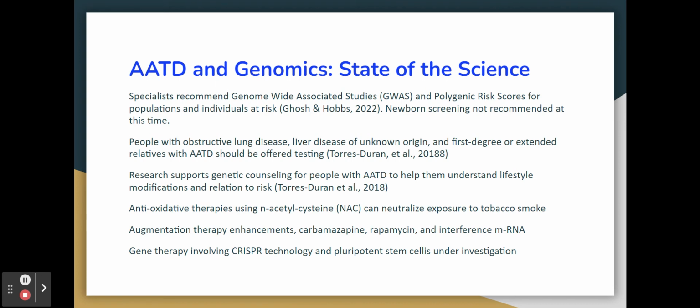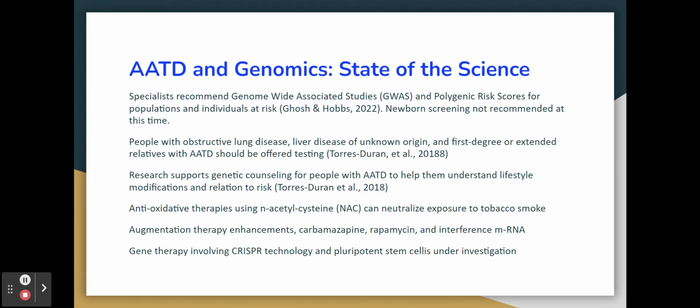There are two medications under investigation. One is carbamazepine, which is also known as Tegretol. It's an anti-seizure med, but it does seem to have a protective effect on lung tissue, and rapamycin, which is a cancer drug that is being investigated for this. They do seem to have positive effects, at least in laboratory animals.